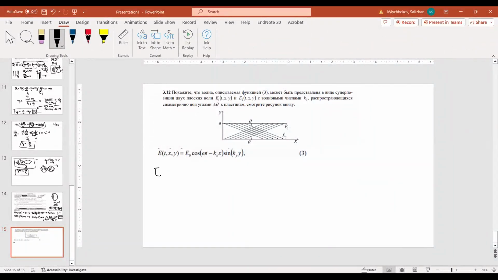E total is equal to E1 plus E2, superposition.